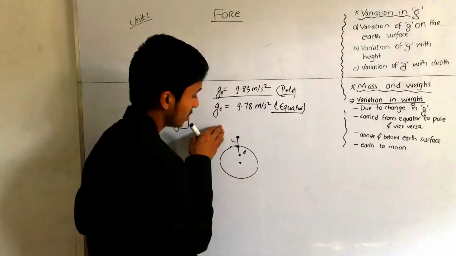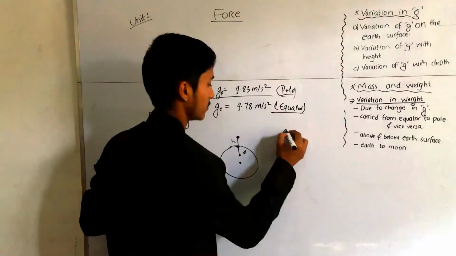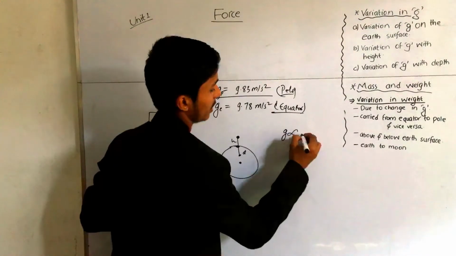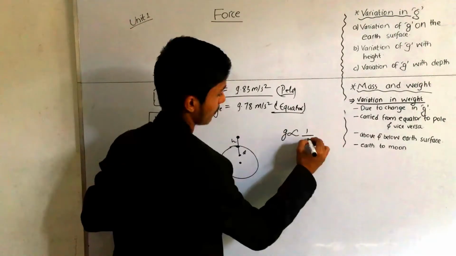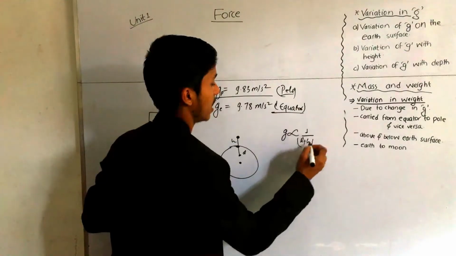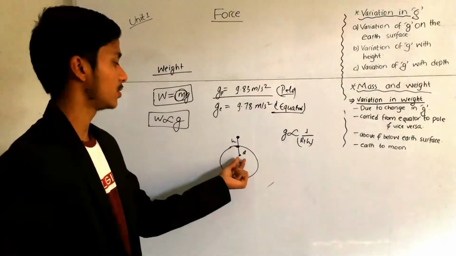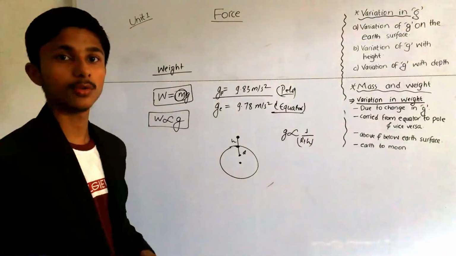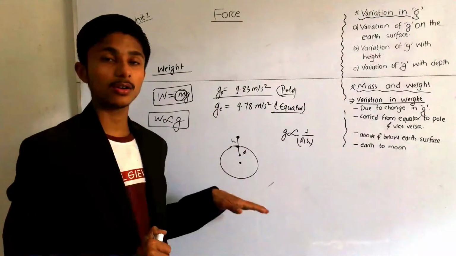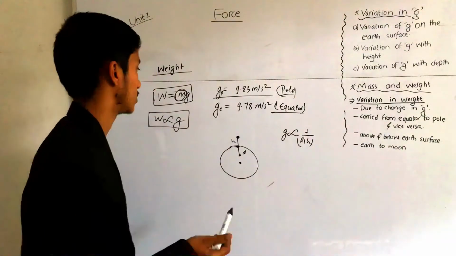When height increases, the value of acceleration due to gravity decreases, as g is inversely proportional to r plus h. And g decreases with depth as well. When depth increases, the value of g decreases. When the height increases, the value of g decreases.